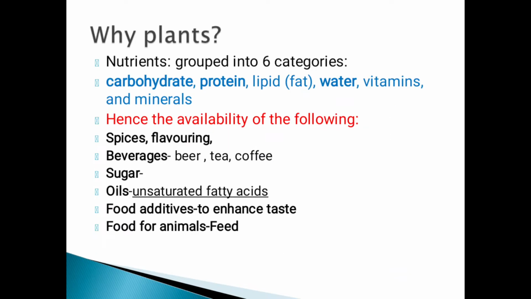So we can say that plants provide us with nutrients, and we group the nutrients into six categories. We have carbohydrates, proteins, lipids, water, vitamins, and minerals. Plants are a source of nutrients to us. And we can find those in spices, beverages, sugars, oils, and food additives that enhance the taste.